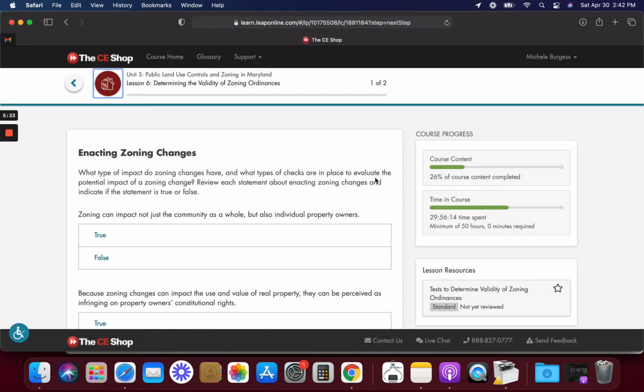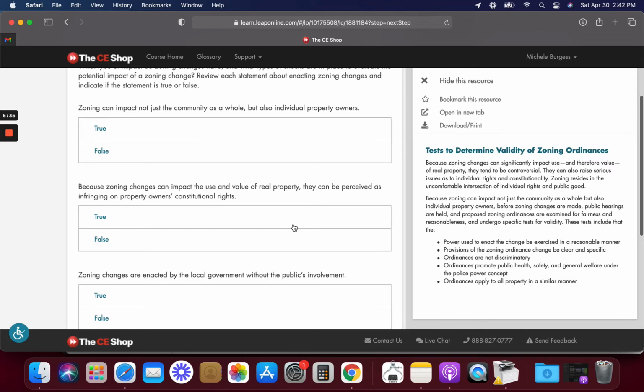Okay, enacting zoning changes. So let's look at this. Test to determine validity of zoning ordinances. Because zoning changes can significantly impact the use and therefore value of real property, they tend to be controversial. They can also raise serious issues as to individual rights and constitutionality. Zoning resides in the uncomfortable intersection of individual rights and public good. Because zoning can impact not just the community as a whole, but also individual property owners.